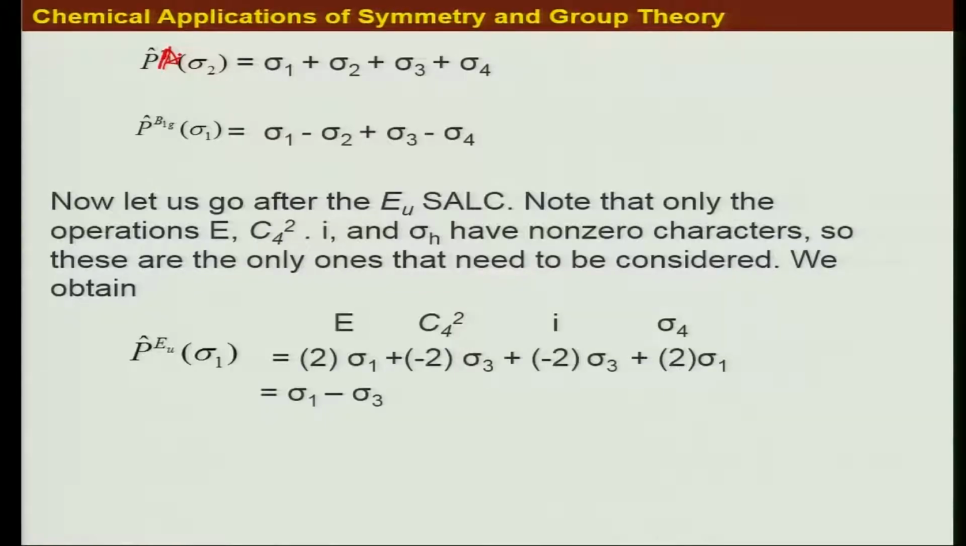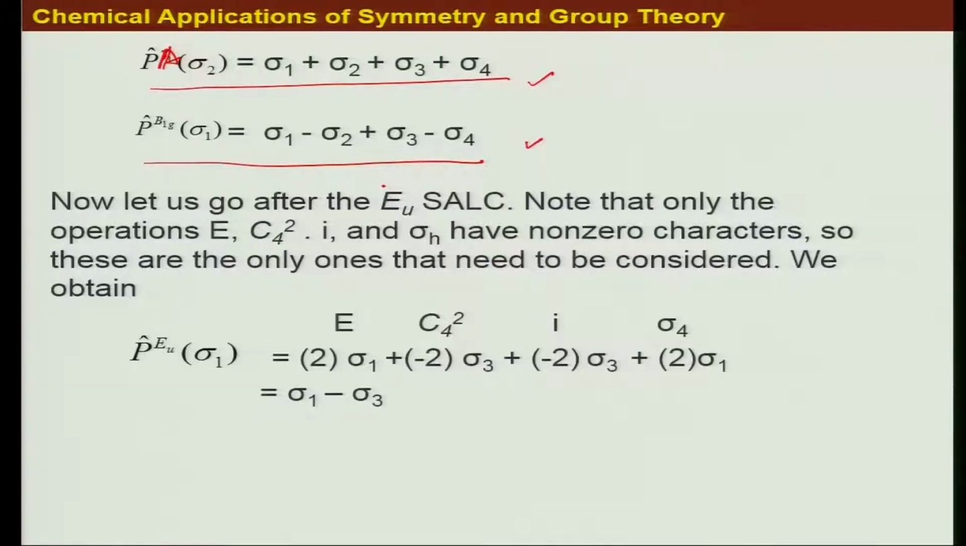Now you can find out the SALCs for this one-dimensional irreducible representation A1g and B1g using the respective projection operators, which is very straightforward and easy. Now next we will go after the two-dimensional SALC. So the two-dimensional SALCs will transform as the Eu irreducible representation corresponding to the D4h point group.